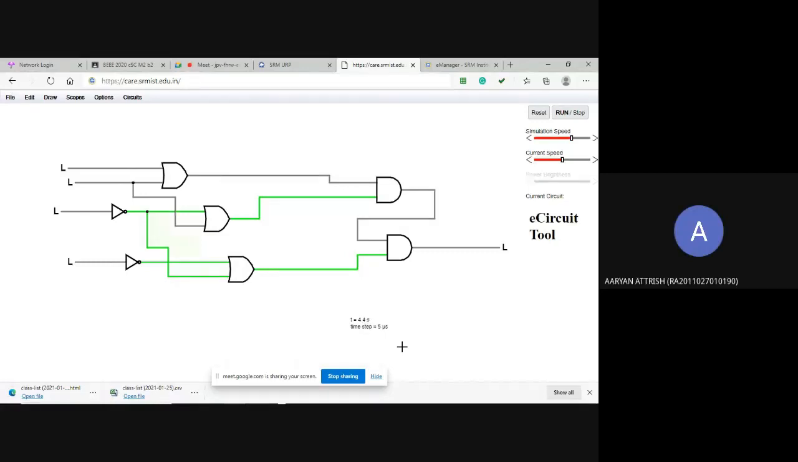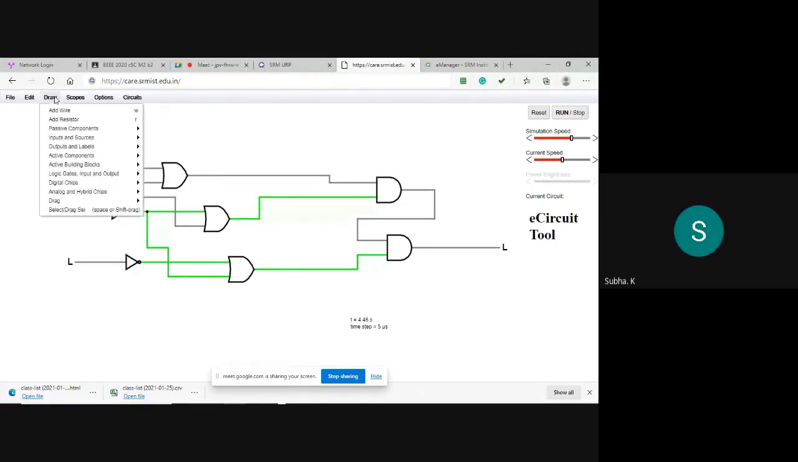Excuse me, ma'am. Ma'am, the power output, where did you get that from? Same draw, logic gate input and output, add logic output. Okay. L means low state, 0. H means one state, that is high state. Understood? Yes, ma'am. All are done now.